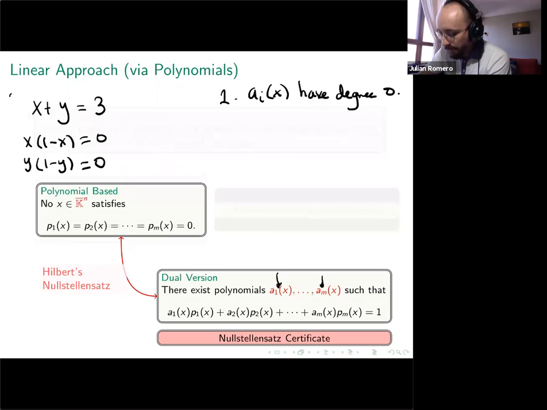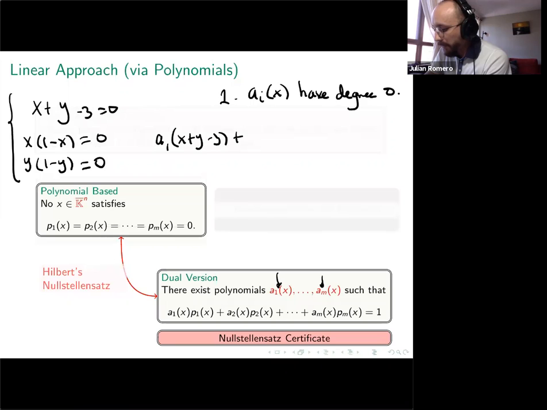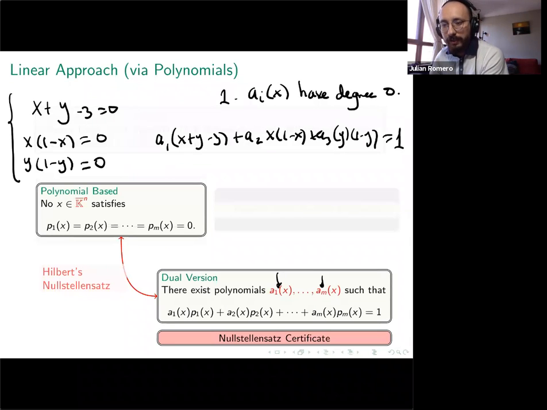So this system doesn't have any solution. What I can try to find is, okay, I can actually write this as x plus y minus 3 equals 0. And then suppose that there exist coefficients that satisfy this equation and equate to 1. So I want to find a1 such that a1 times (x plus y minus 3) plus a2 times x(1 minus x) plus a3 times y(1 minus y) equals 1. Then I expand this and equate the left hand side and the right hand side, and what I obtain is a system of linear equations, and I try to solve that system to see if it has a solution or not. Is that clear? If it has a solution, then I have already proved that this system doesn't have any solution.